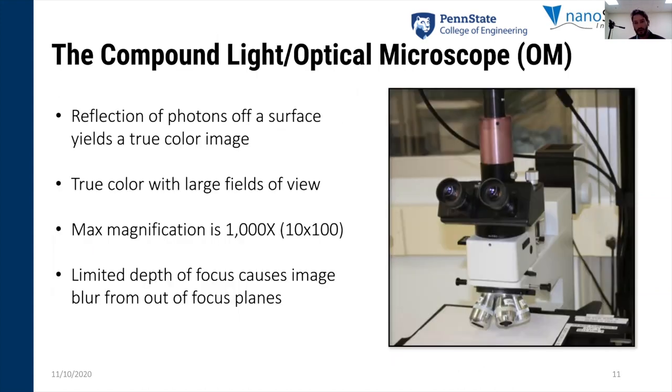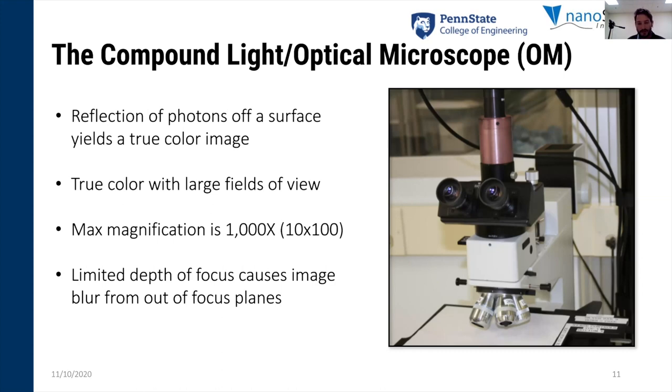So a quick slide on the traditional light microscope. This is actually an ancient photo that I took when I worked at Penn State, of one of the light microscopes in the clean room at Penn State that I TA'd students on back there. So this is just your traditional light optical microscope, and it just uses photons to get an image. And because we're using photons, we're getting true color images.